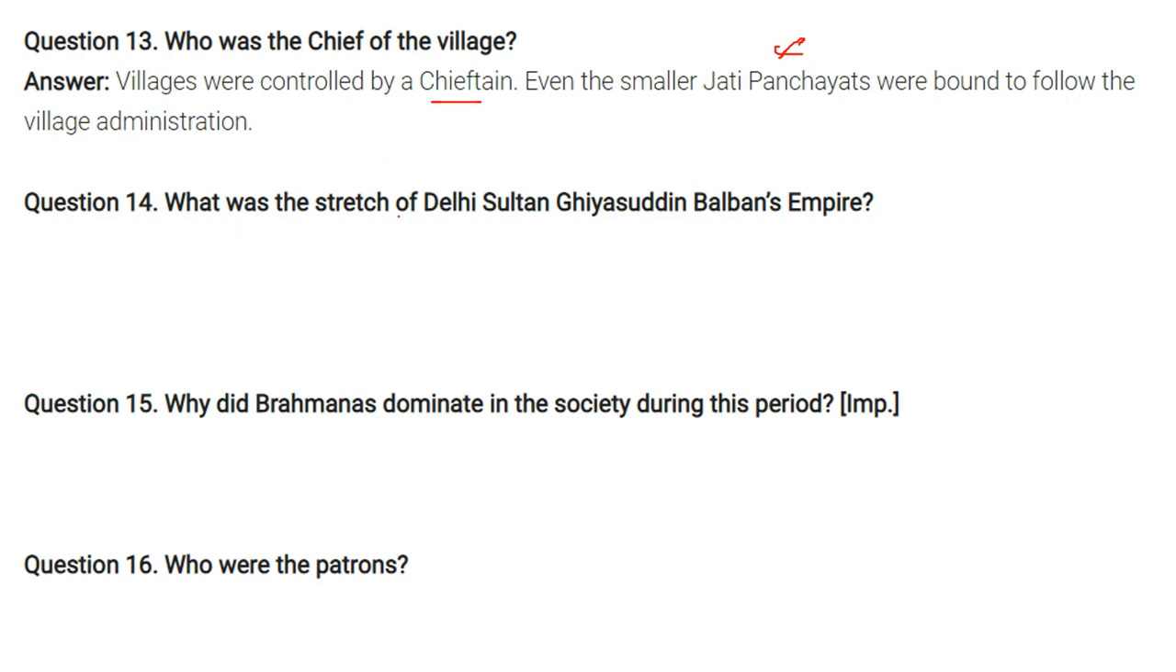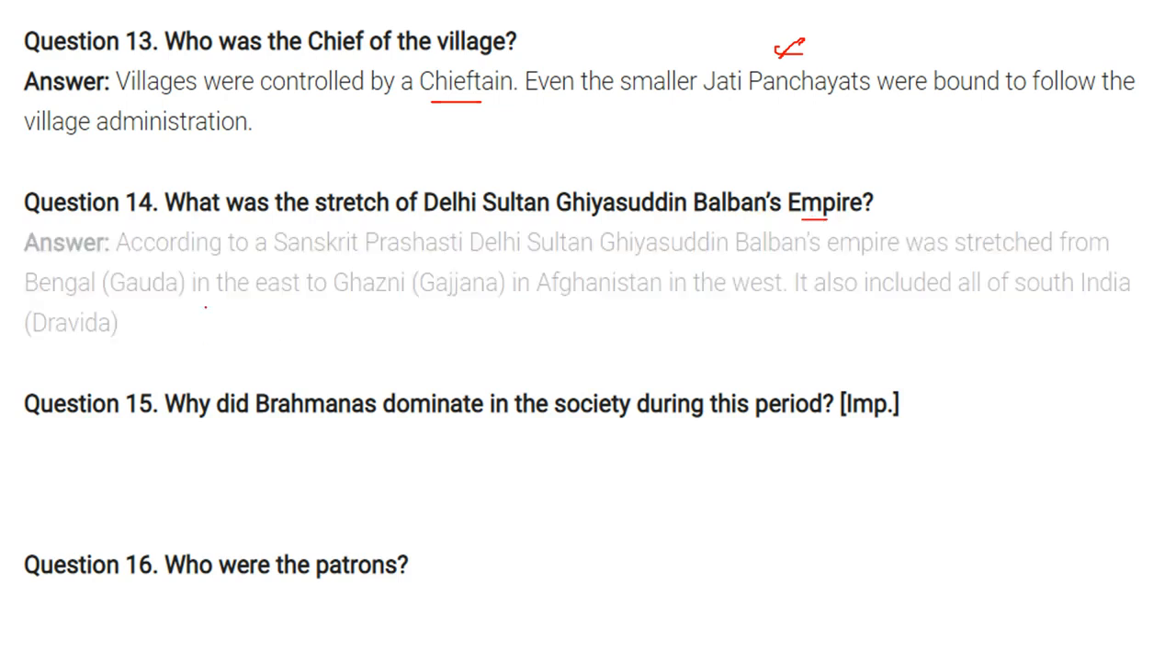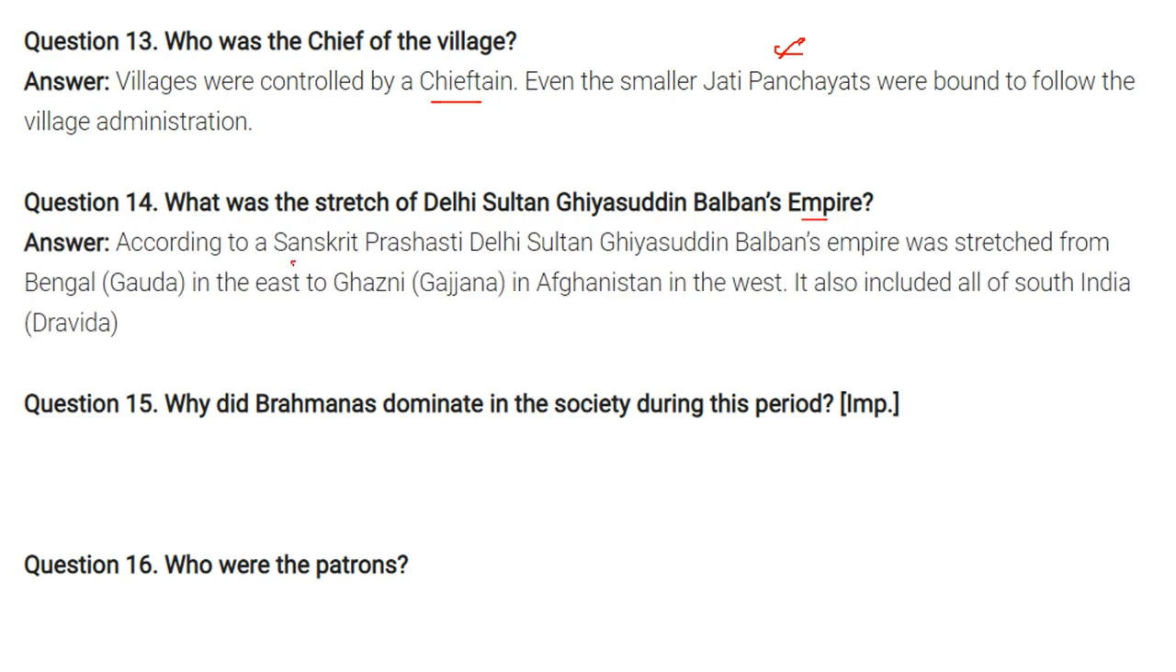What was the stretch of Delhi Sultan Ghyasuddin Balban's empire? So according to the Sanskrit Prashasti, Delhi Sultan Ghyasuddin Balban's empire stretched from Bengal, that is Gauda, in the east to Ghazni in Afghanistan in the west. It also included all of South India, that is Dravida.